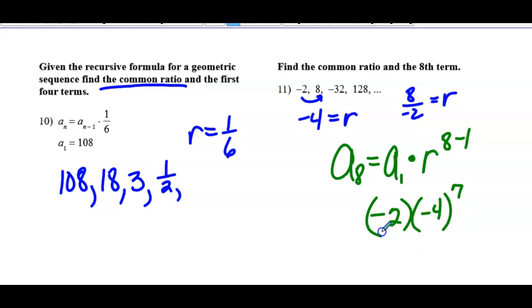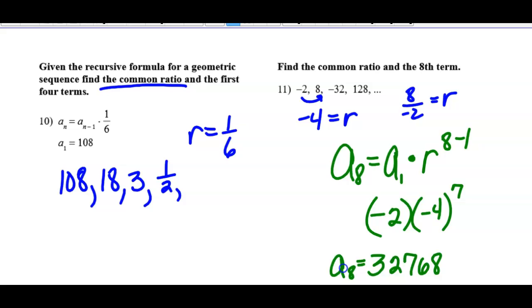So we'd have negative 2 times negative 4 to the 7th to get the 8th term. Now, I just use lots of parentheses. You actually don't need the first set, but you do need the second set, at least if it's an even power. On this one, you get positive 32,768 for the 8th term. Where's my key to this? Make sure I don't make any mistakes here.